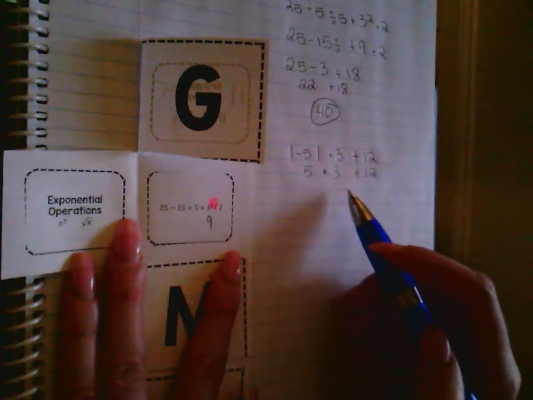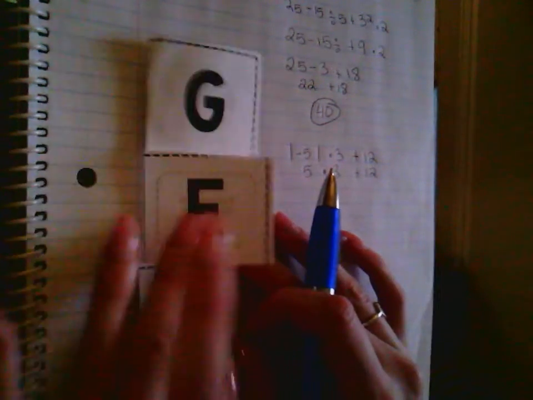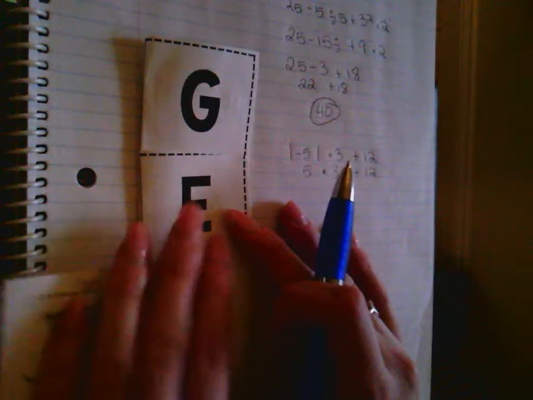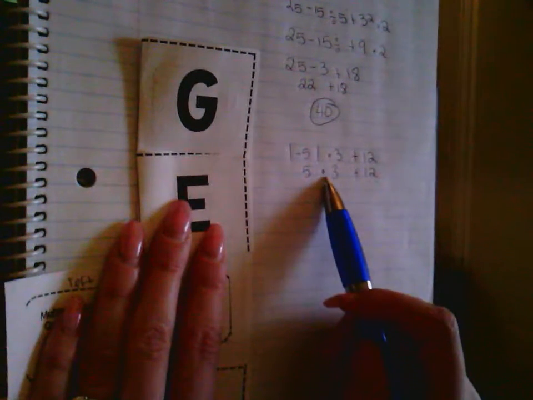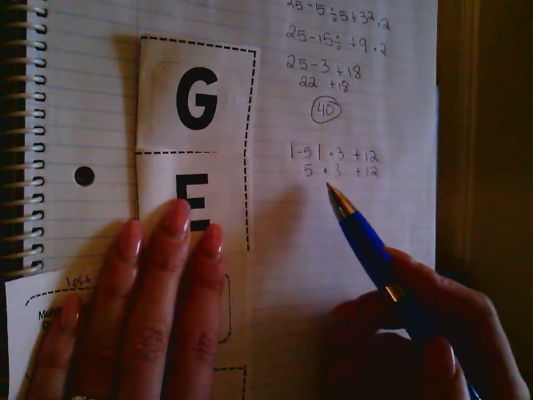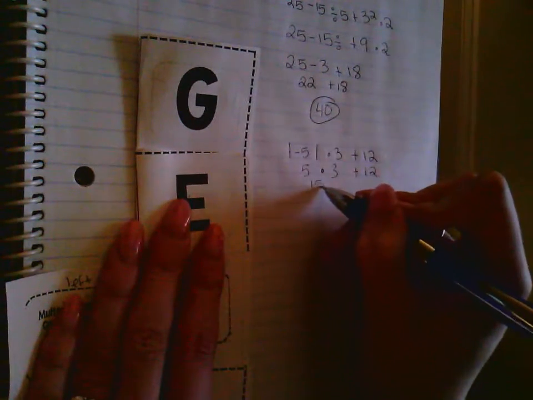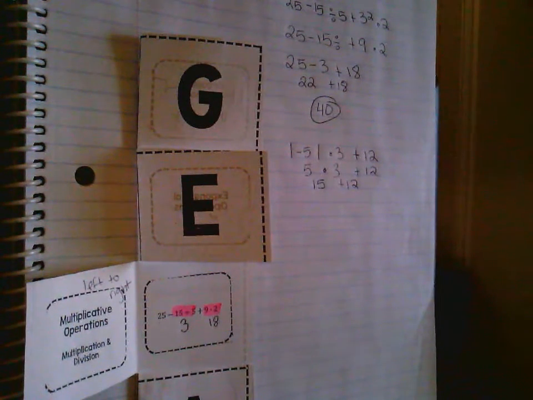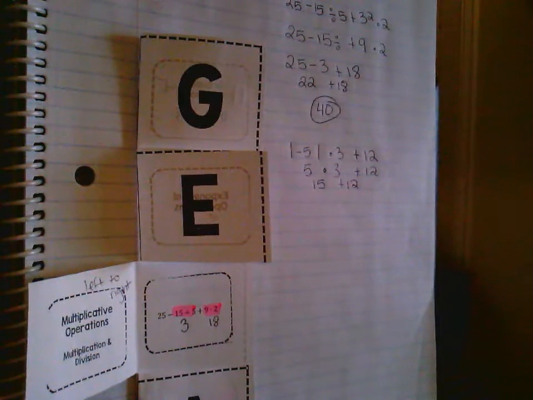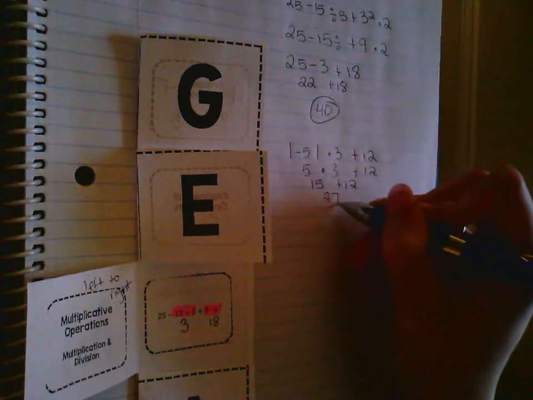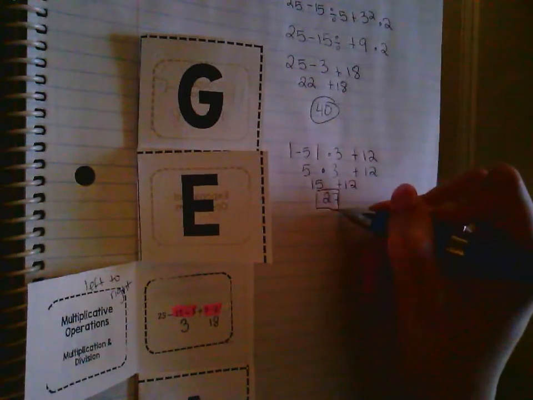Do we have any exponents that we have to worry about on this equation? No, we do not. We now move on to the multiplication piece. I see I have 5 times 3. I'm going to take my 5 times 3, and I am going to multiply them together. 5 times 3 is 15 plus 12. My last step is I'm going to add these two together. 15 plus 12 is 27. So my final answer in this expression is 27.